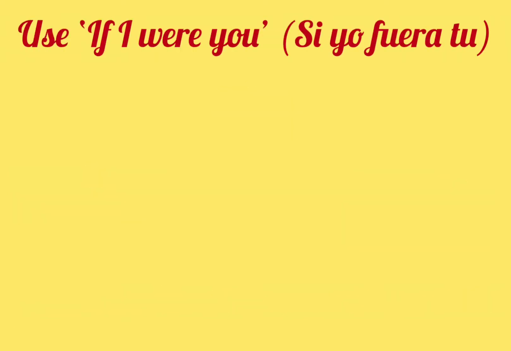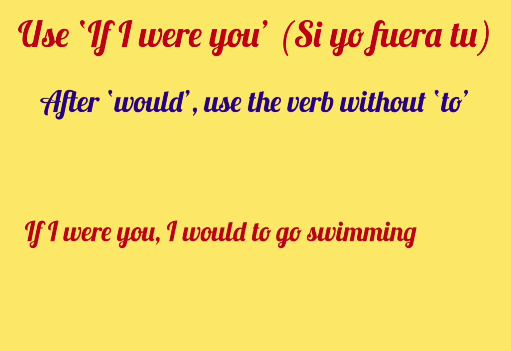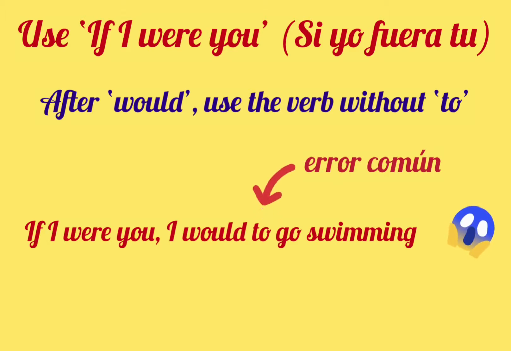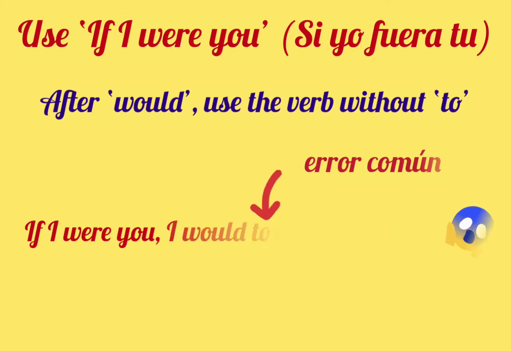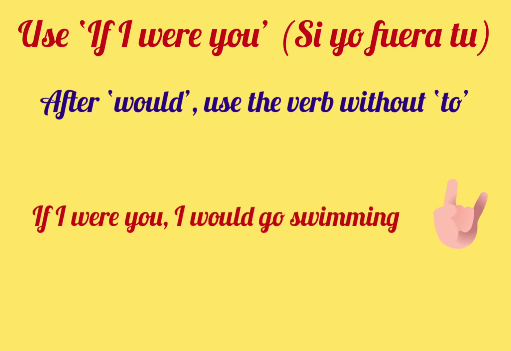Now moving on to the next part, here's a tip. After would, use the verb without to. Now without in Spanish is sin. So here's a sentence. If I were you, I would to go swimming. Now this is a common error many students make. Notice there is a horrifying face there. What's the common error? Well, they use to after would. So what would be the correct way of saying it? Here it is. If I were you, I would go swimming. Notice after would, we don't need to use to.